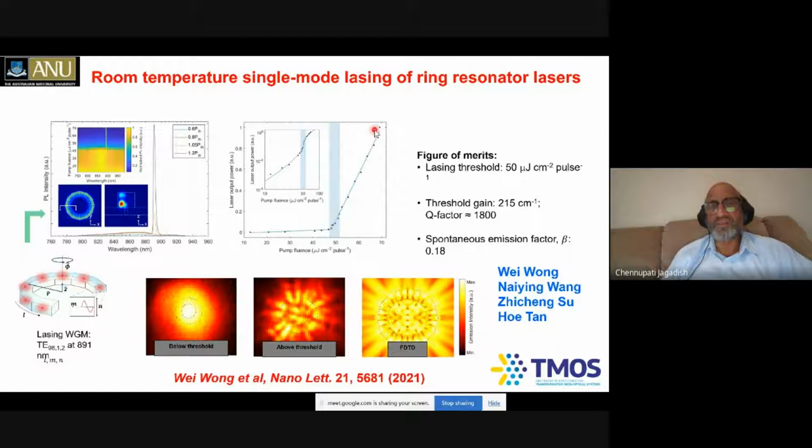Again, you can see the threshold-like behavior, the S-plot, and then the narrow line width, again showing that we're able to do this.